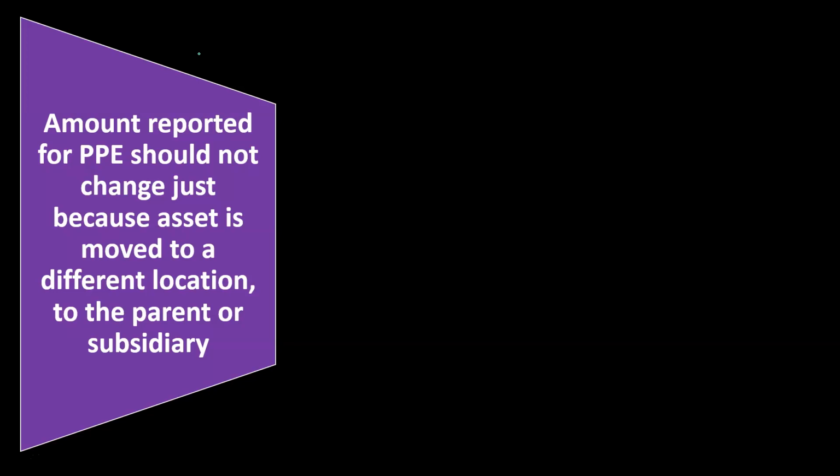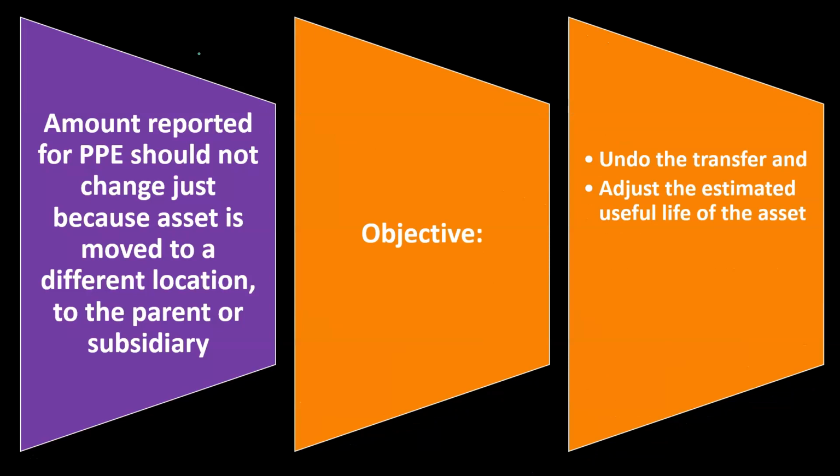All that happened is it was relocated, just as if it was located in one department of an organization and then went to another department. That's why we have to eliminate that transaction. So the objective that follows from that logic is that we need to undo the transfer and adjust the estimated useful life of the asset. We have to undo the transfer that took place.